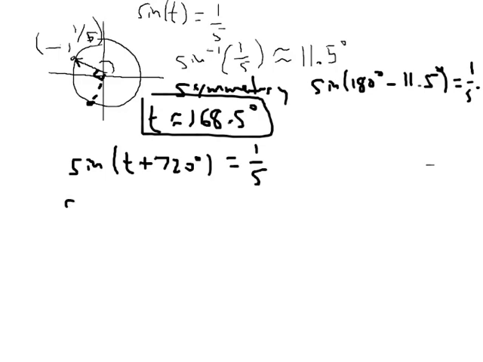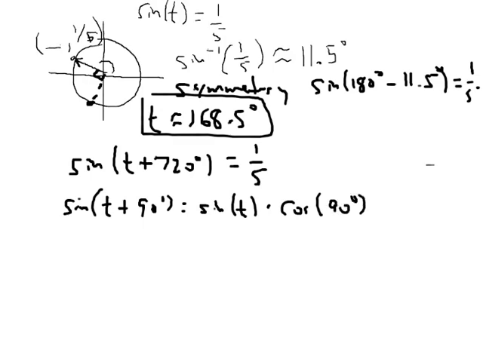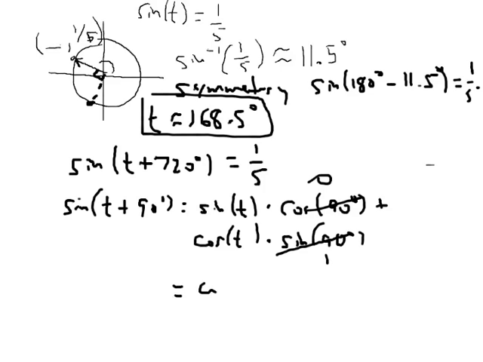So if you're not sure, one way to approach these things is just to use your identities. We have these formulas that allow us to break apart the sine of a sum as the sine of t times the cosine of 90 plus the cosine of t times the sine of 90 degrees. And if you remember, the cosine of 90 degrees is 0 and the sine of 90 degrees is 1, and so this ends up just being the cosine of t.